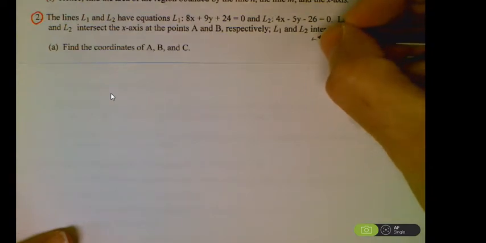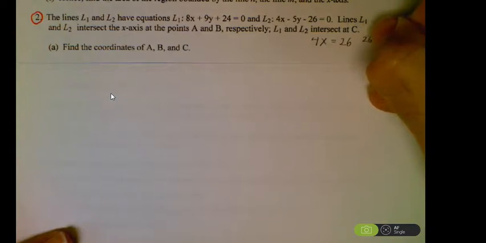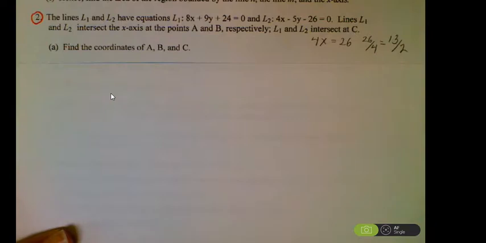For line 2, if I do the same thing and plug in a 0 for y, I'm looking at 4x minus 26 equals 0. So if we just solve for x, we'd be adding the 26 over, so 4x equals 26. Divide by 4 on both sides, and we're looking at 26 over 4, which we could reduce to just 13 over 2. Again, we would write that as an ordered pair because it says coordinates, so I want to show both coordinates. So we'd be looking at the point (13/2, 0).